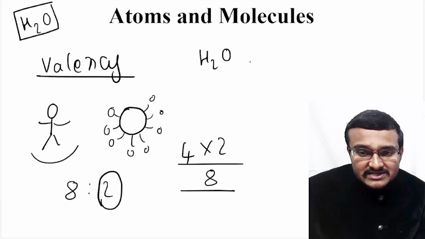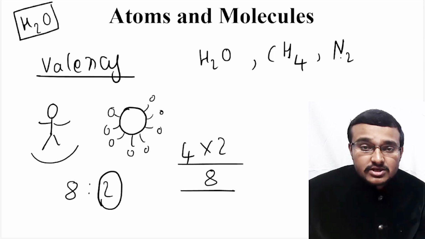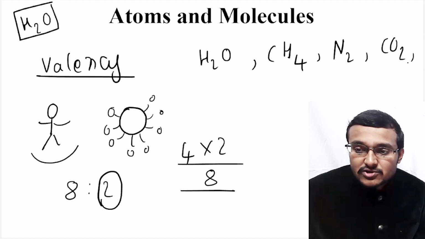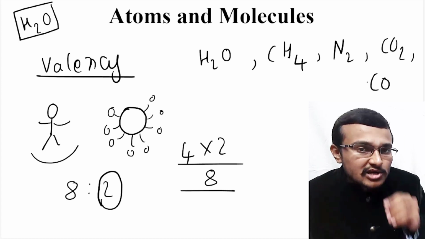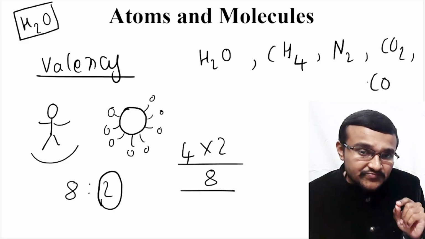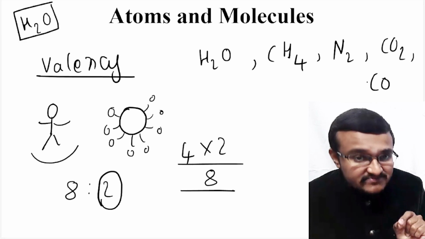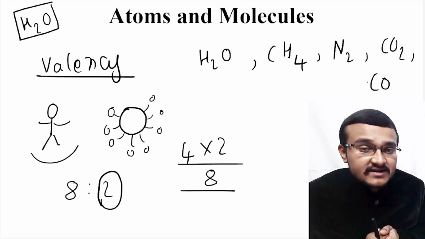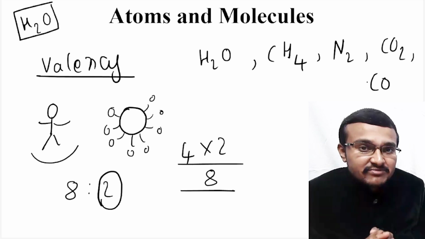You can consider H2O as an example. You can consider methane, that is CH4, as an example. You can consider nitrogen as an example. You can consider carbon dioxide as an example. You can consider carbon monoxide as an example. So all you should remember is what the valency of that particular element is, and with which element that valency can be satisfied, and also the valency of the other elements should be satisfied, so that the compound can be stable in nature.